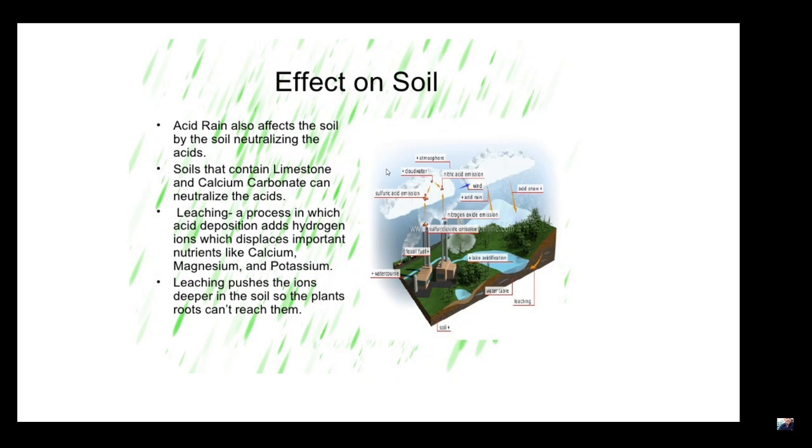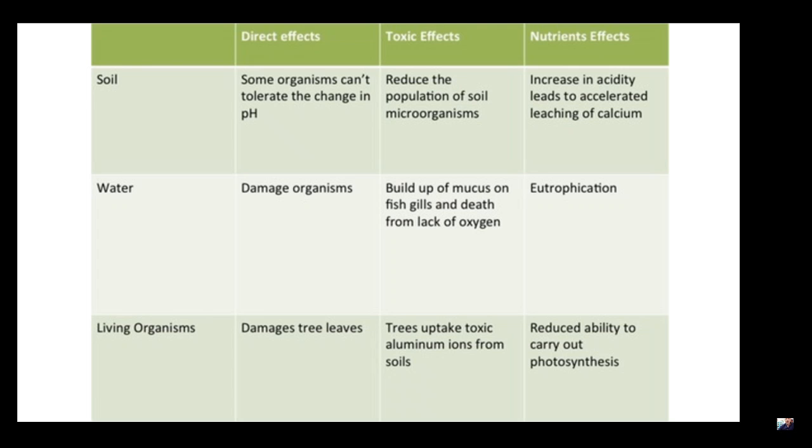Effects on soil. Acid rain also affects the soil by the soil neutralizing the acids. Soils that contain limestone and calcium carbonate can neutralize these acids, but then you also lose that, right? Leaching is a process in which acid deposition adds hydrogen ions, which displaces important nutrients like calcium, magnesium, and potassium. So really your soil becomes acidic. And like I said, many organisms and plants can't handle it; a slight change in the environment will have big effects on them. Leaching pushes the ions deeper in the soil so the plant's roots can't reach them, thus becoming more acidic.